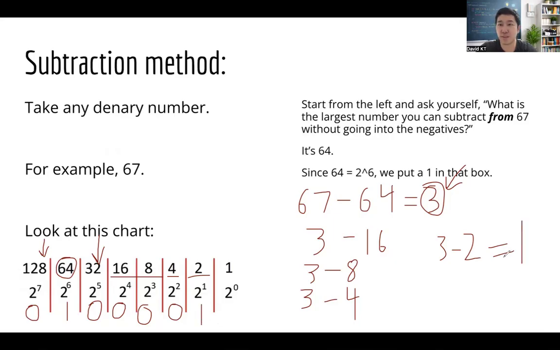What's our new number to work with? It's 1. So now we take 1. What's the last number here? Yep, it's 1. So 1 minus 1 is equal to 0. We put a 1 here, and we're done. So 67 in binary is 0, 1, 0, 0, 0, 0, 1, 1. Well, in 8-bit binary.